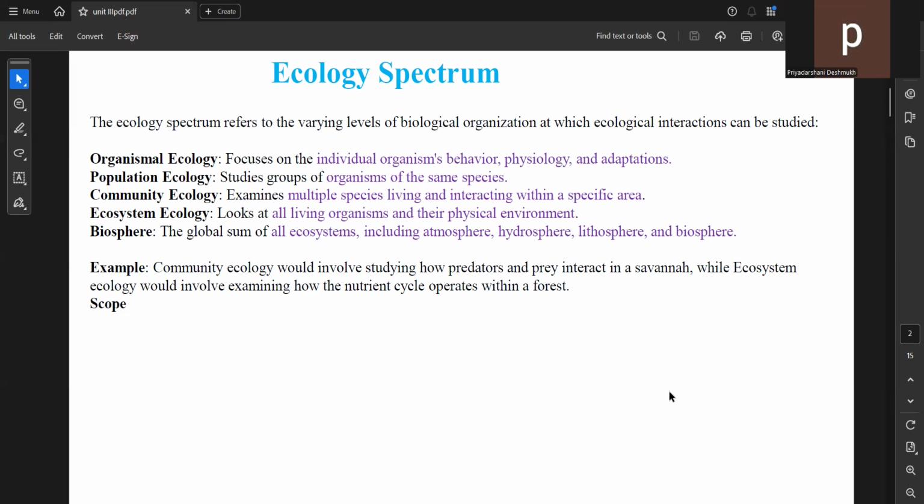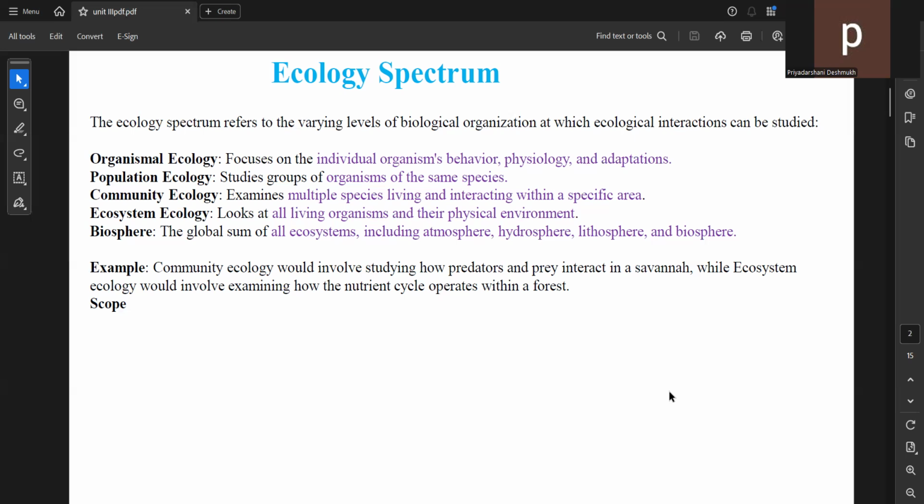First, when it focuses on the individual organism's behavior, physiology and adaptation, it is organismal ecology. Whereas population ecology studies the group of organisms of the same species. Community ecology is about multiple species living and interacting within a specific area. Ecosystem ecology looks at all living organisms and their physical environment. The biosphere is the global sum of all ecosystems, including atmosphere, hydrosphere, and lithosphere. It is the total sum of the ecosystems, and it is studied in the biosphere.